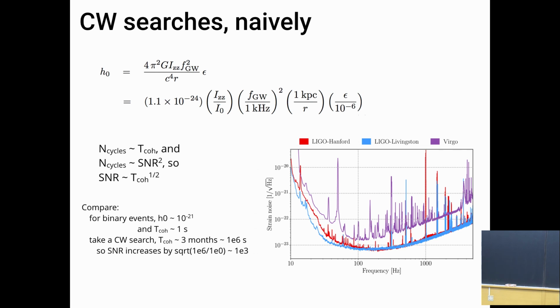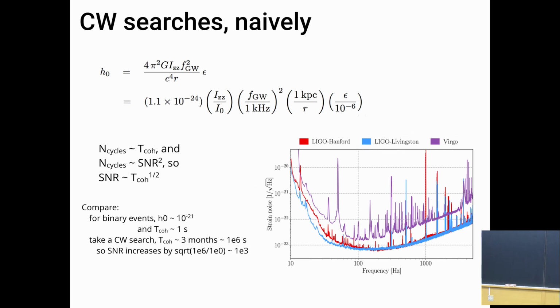For binary events, the typical strain is around 10 to the negative 21, 10 to the negative 22. So for the loudest LIGO-Virgo detected binary black holes it is around 10 to the negative 21. For the quieter ones, it goes down to 10 to the negative 22. For all these events, let's say the coherent time is around 1 second. Many of them are less, but order of magnitude 1 second.